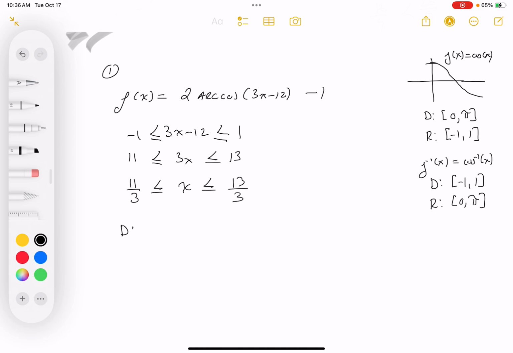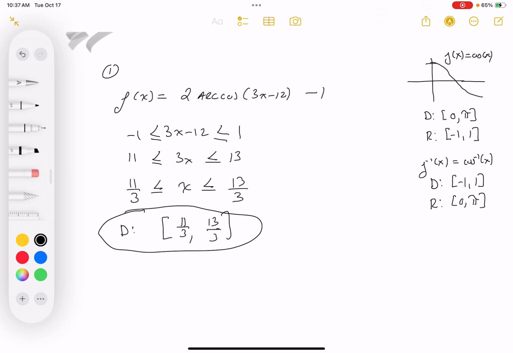So the domain of this problem, I'll write in interval notation, goes from 11 thirds up to 13 thirds. I'm sorry, I got 13 in my brain, by the way. So I got the domain down. And the question is, what do you do about that? I'm going to do the range now.